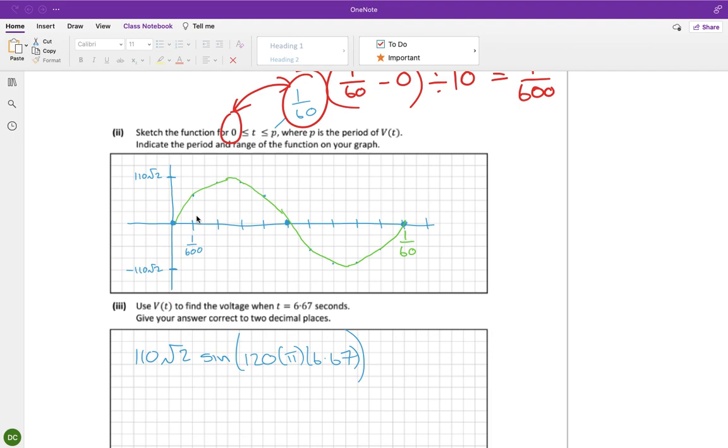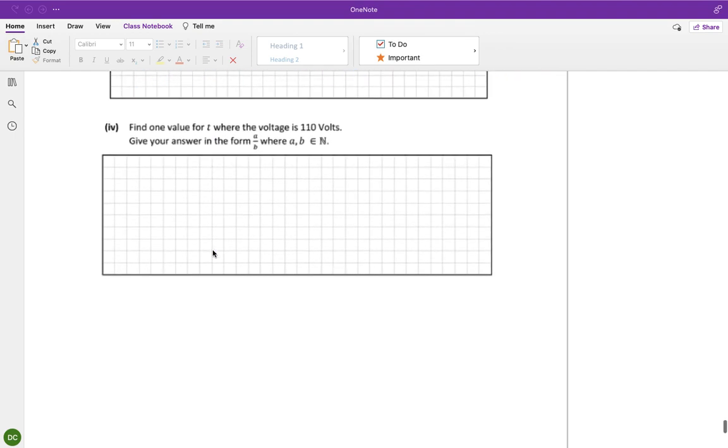Right, I'm going to make sure I'm in radians again. So 120 by 6.67 by pi is that. I'm going to get the sine of that, which is that. I'm going to multiply it by 110 root 2. So I am getting, to 2 decimal places, 147.95, which is right. That was a lot easier.